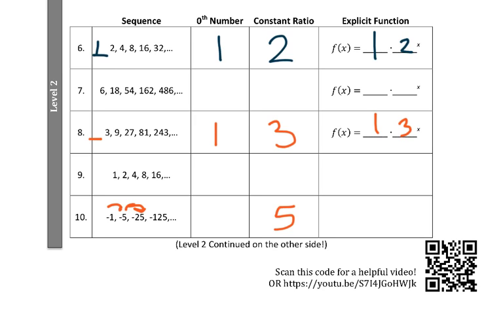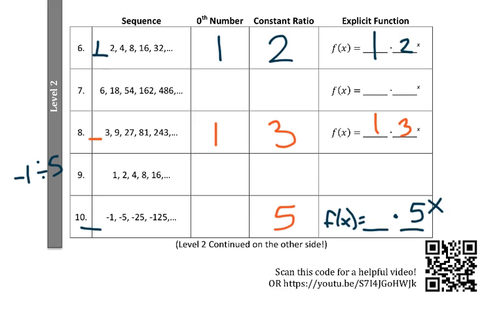We're multiplying by a positive 5 every time. And so, this is going to get a little tricky here. Why don't I go ahead and set up my blanks? F of x equals blank times blank to the x power. So I know a 5 is going to go right here. And I know this number. To get that number, I'm going to do negative 1 divided by 5 in my calculator.